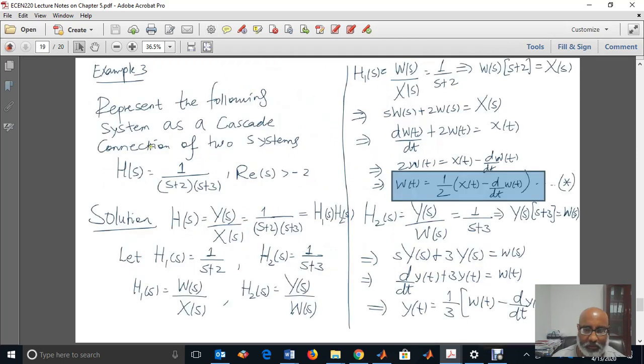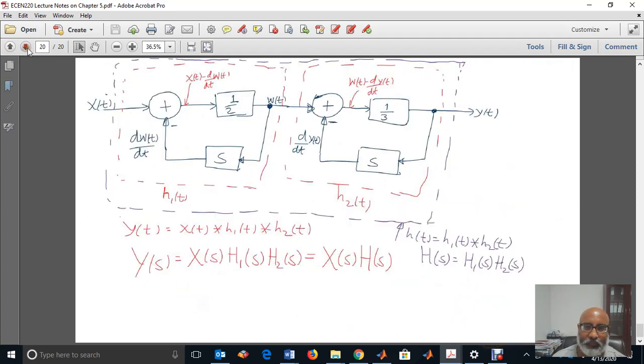From the second equation, 1/3 times (w(t) minus d/dt of y(t)) is equal to y(t). So again, the input is w(t). The feedback signal is dy/dt. How do I get it? From y(t), the output, pass it through s. In Laplace it is s times Y(s), and in time, dy/dt. So at this point I will have w(t) minus dy/dt, multiplied by 1/3, I will get y(t). So this is a cascade connection.